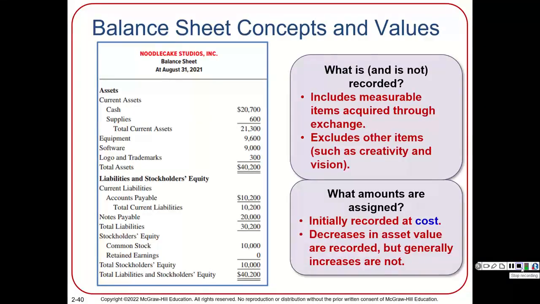What is and is not recorded? Things that are recorded have to be measurable, and they have to be acquired through an exchange. Other items like creativity and vision, you don't record those things because there really is no value to them, unless it's a contracted value, like we did with the software for $9,000. That is based on the knowledge that the software developer has. That is measurable. That is in the contract.